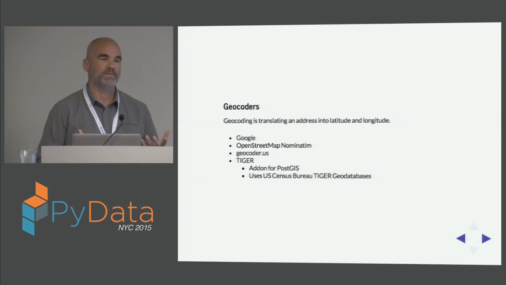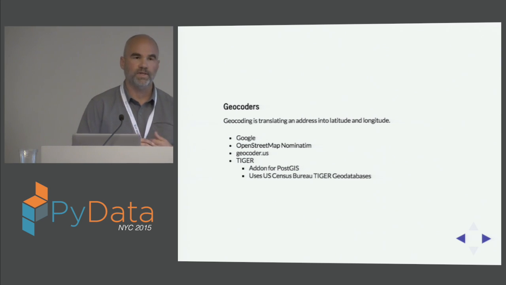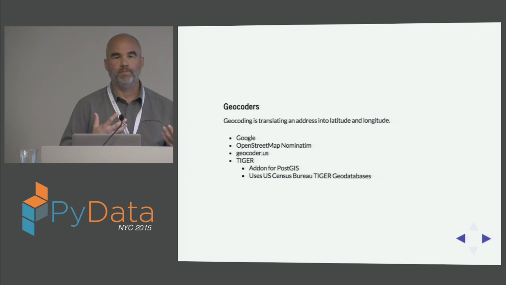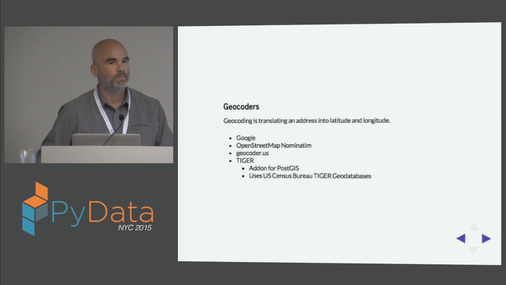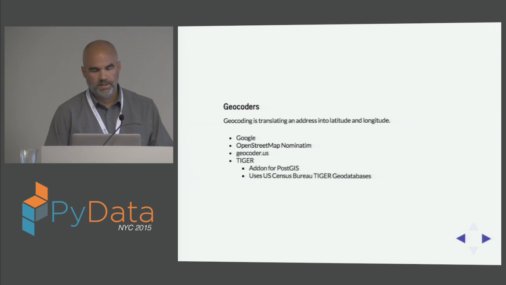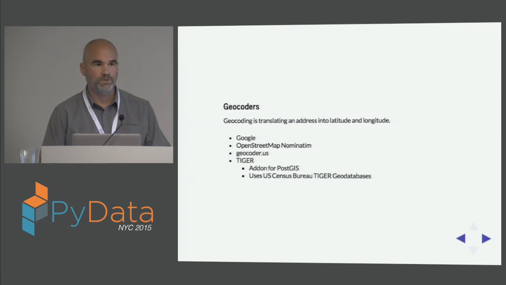So geocoders are basically tools that take an address and give you back latitude and longitude and other information potentially, and they also parse the address. There's a bunch of them. Google's is probably the best, but it's not free. Most of these services are not free. There is a geocoder called Tiger, which is an add-on to the PostGIS extension to Postgres. And it works pretty well, but you have to set it up yourself, and you have to get the data from the Census Bureau.